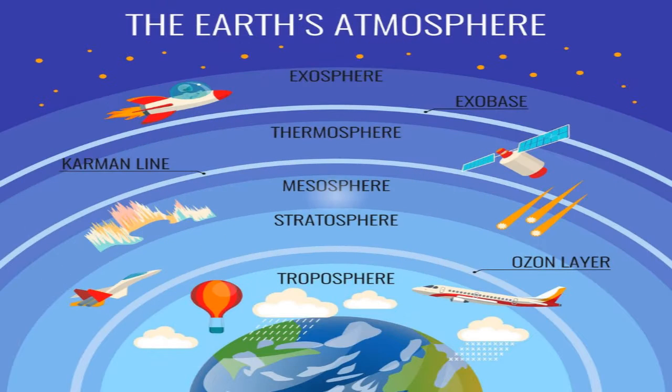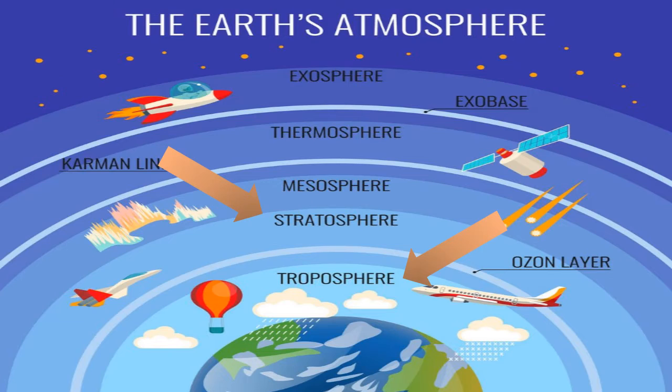The different layers of atmosphere are as follows. They are troposphere, stratosphere, mesosphere, ionosphere, and exosphere. Among these, the important ones are troposphere and stratosphere. Let us now study about troposphere. The layer extending from the Earth's surface up to the height of about 13 km is the troposphere.